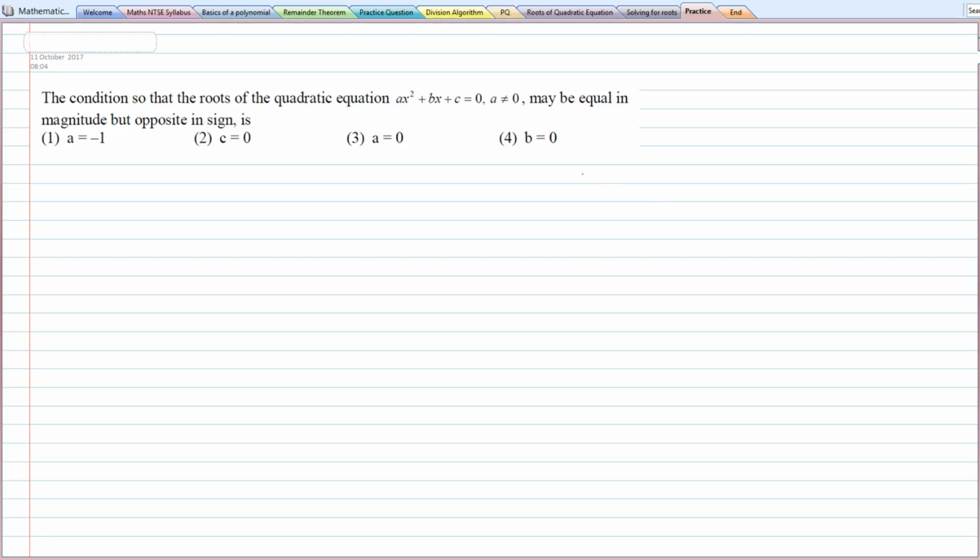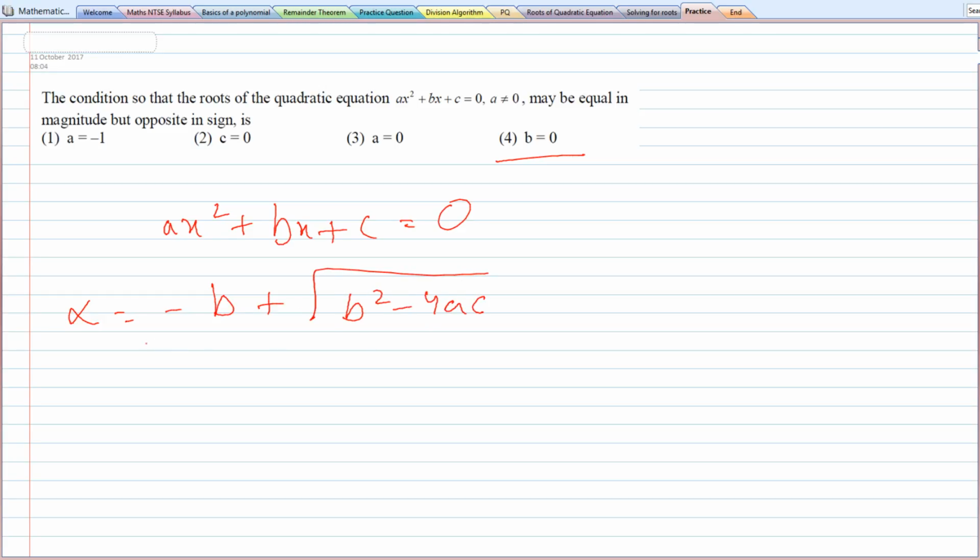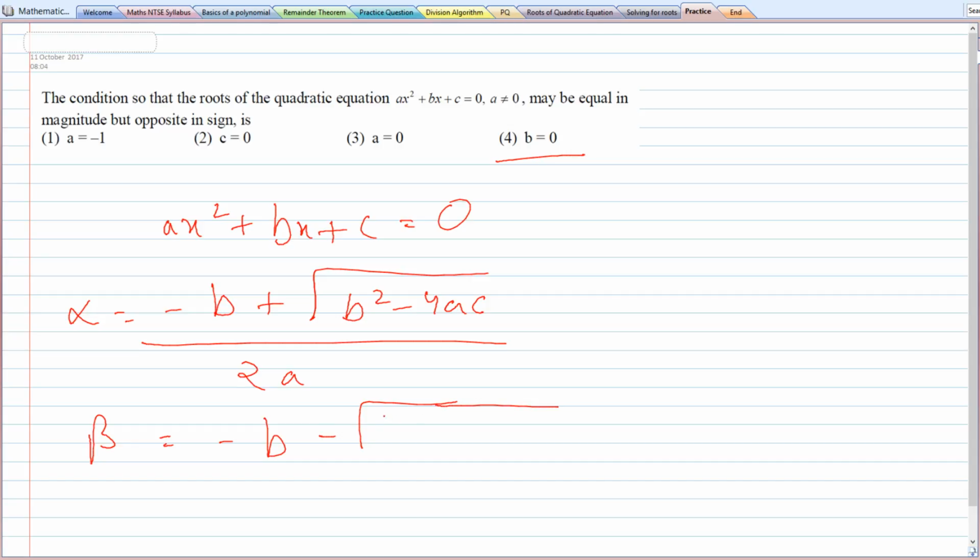Let's try this out. The answer is b is equal to 0. Congratulations to those who figured it out. So our equation is ax square plus bx plus c is equal to 0. By quadratic formula, the value of alpha is minus b plus root b square minus 4ac upon 2a. Beta is minus b minus root b square minus 4ac upon 2a, right?